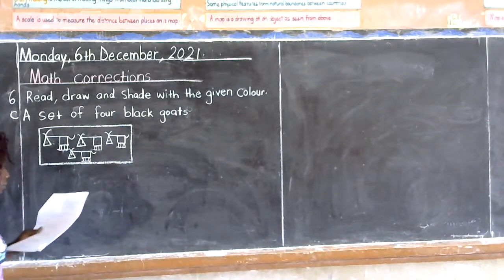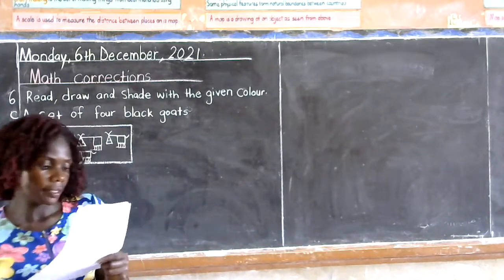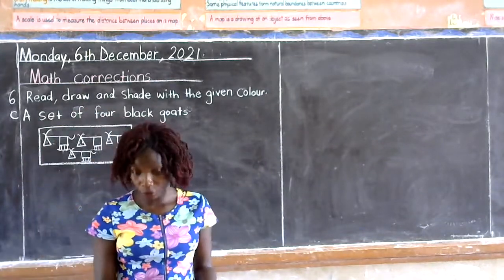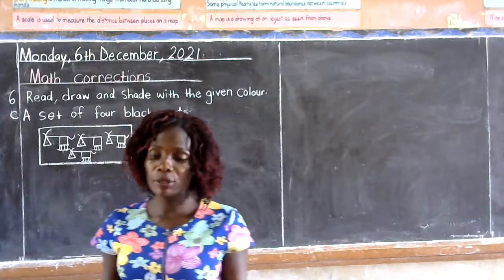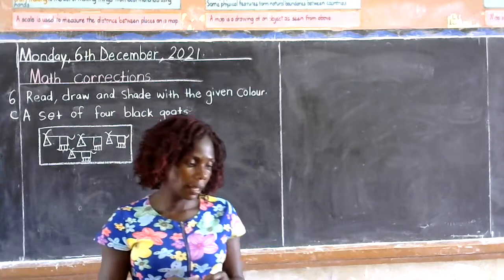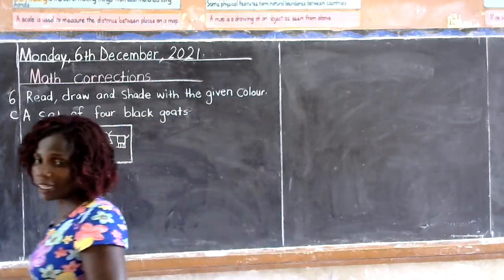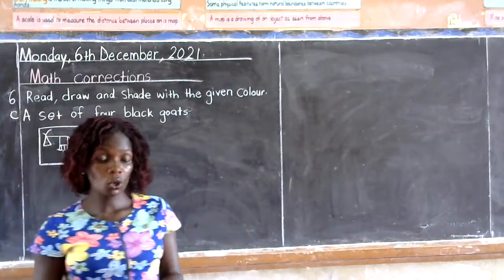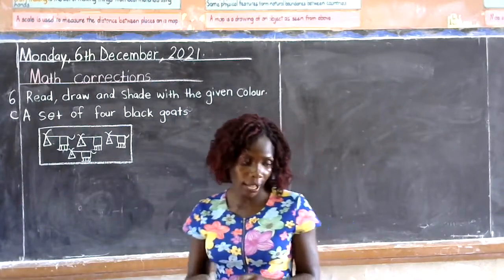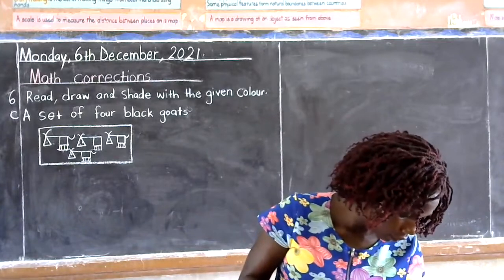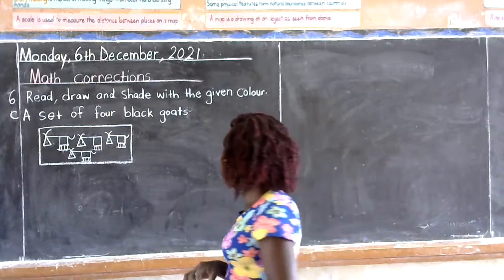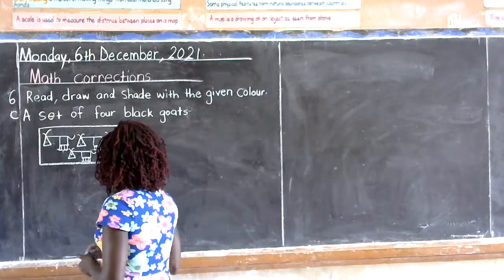So here, friends, they said a set of 4 black goats. Here you are supposed to get a black color. If you don't get a black color, you may use a pencil. You may use a what? A pencil. You shade it with black, okay? Shade it with black.